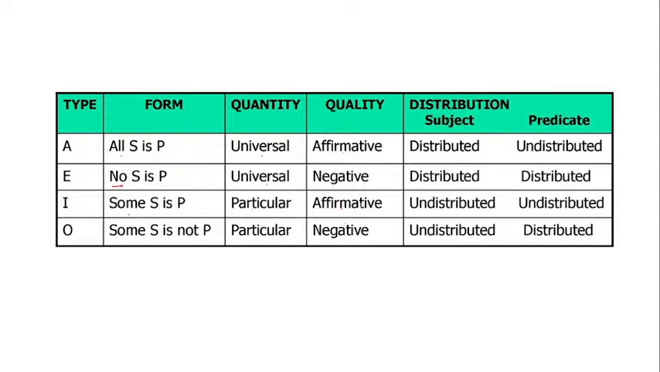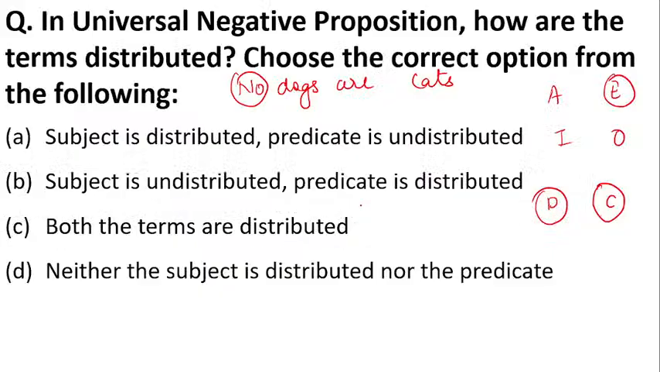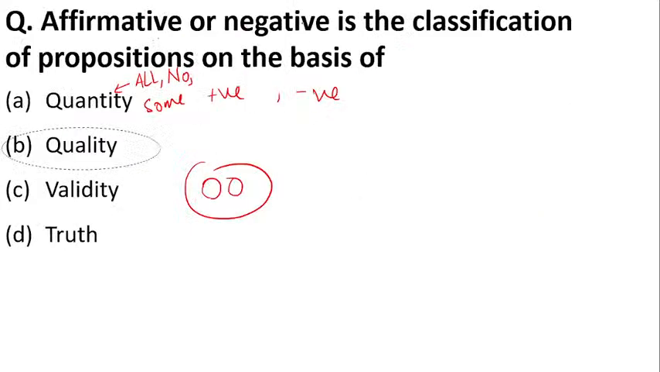Many students are asking me to explain. Affirmative or negative is the classification of proposition on the basis of quality. So what is quantity, students? First, let me tell you quantity. Quantity means if I am saying all, no, some, all these are telling about the quantity. For example, all chairs are beds. I am saying all the chairs in the world are beds. So this is a kind of quantity.